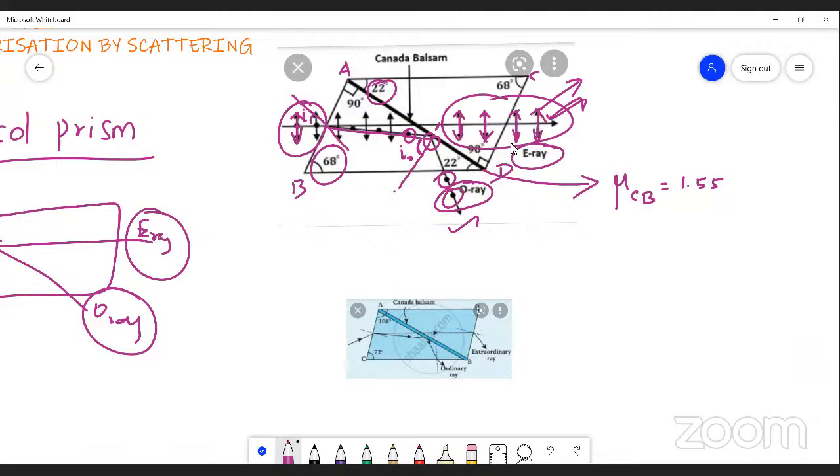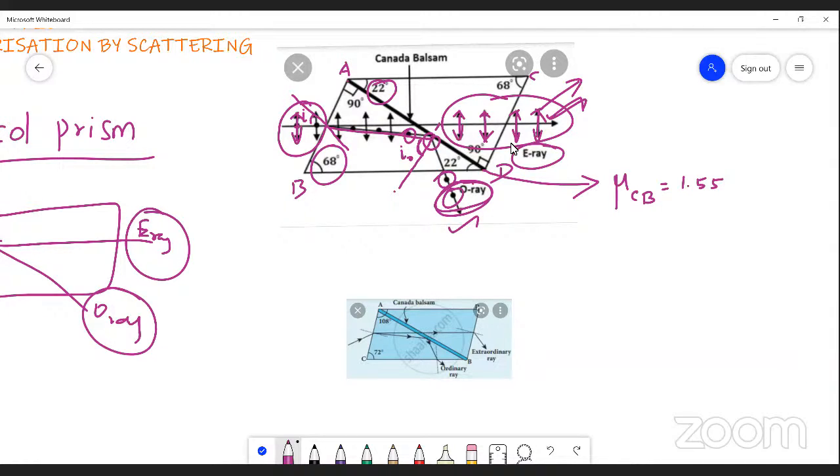The ordinary ray obeys the laws of reflection and refraction. That's why the ordinary ray is deviated in refraction. The extraordinary ray does not obey them. That's why it passes through the crystal. But here, there is a very important point.